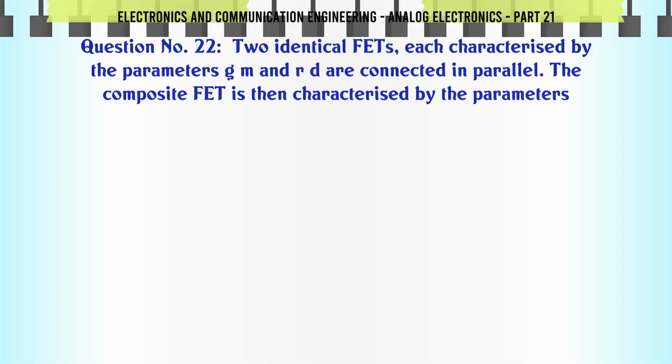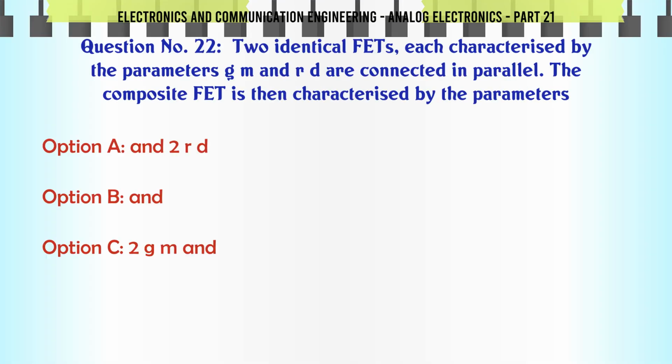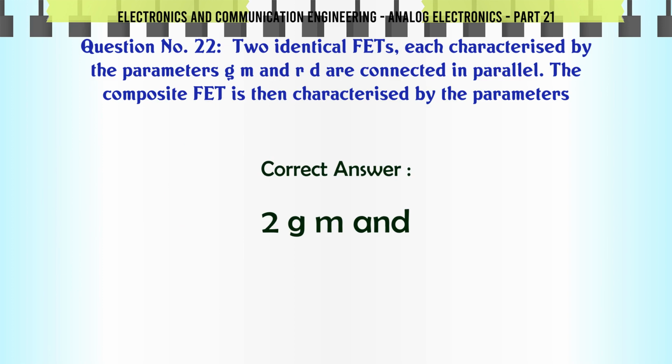Two identical FETs, each characterized by the parameters Gm and Rd, are connected in parallel. The composite FET is then characterized by the parameters A. Gm and 2Rd, B. Gm and Rd/2, C. 2Gm and Rd/2, D. 2Gm and 2Rd. The correct answer is 2Gm and Rd/2.